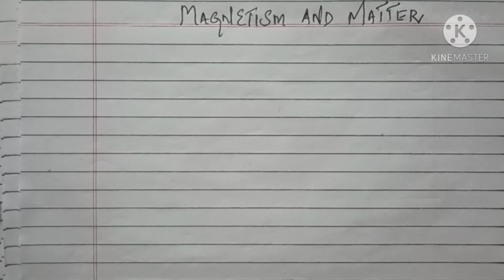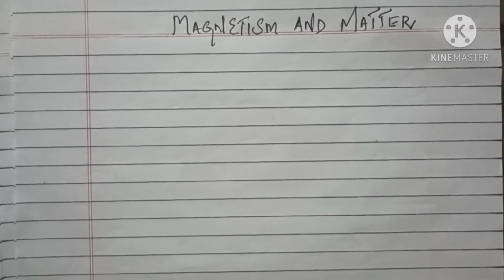Good morning, dear students. Today we will start the new lesson, that is magnetism and matter. We have completed moving charges and magnetism. Now we are moving to magnetism and matter. It's a very small lesson. Already some topics are deleted from this chapter also. So let us have a look at this.